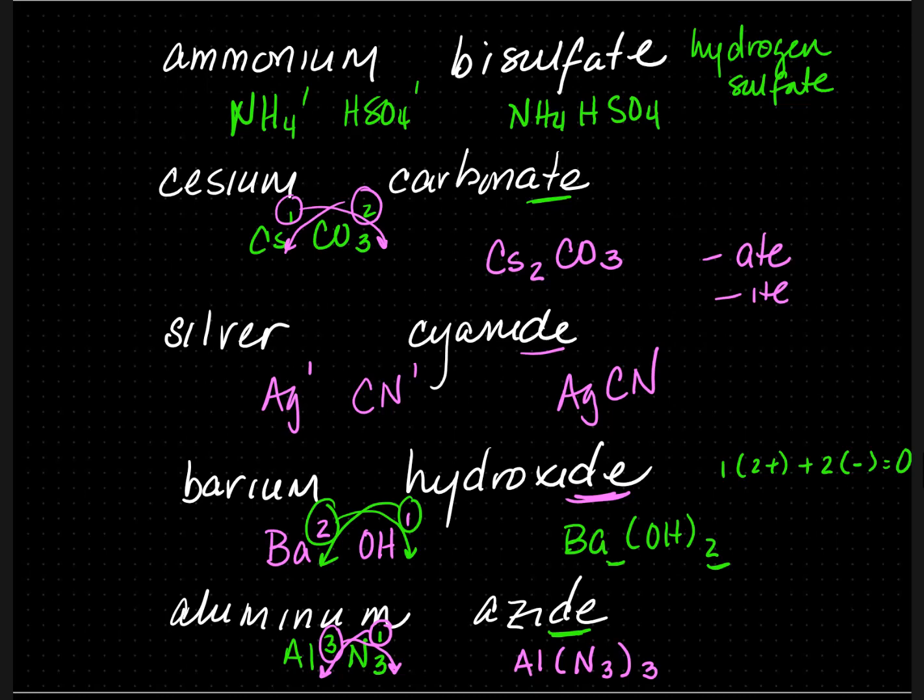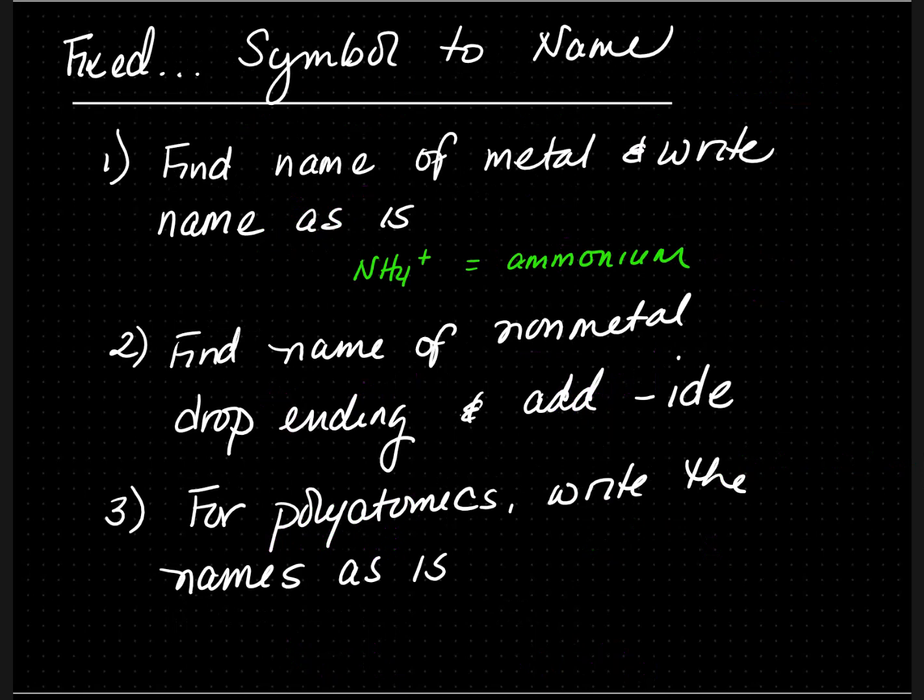Now we're going to go from symbol to name. First, we're going to find the name of the metal and write the name as is. There is only one polyatomic that is positive, that is ammonium, NH4+. Number 2, find the name of the nonmetal, drop the ending, and add ide. For polyatomics, we write the name as is. So whatever the name is on your polyatomic sheet, we just copy it as is.